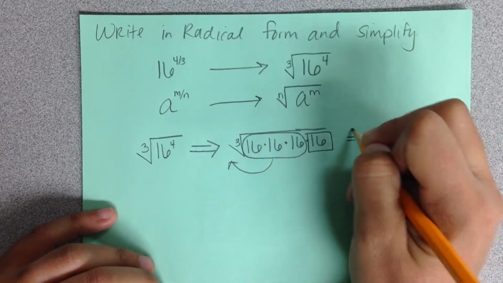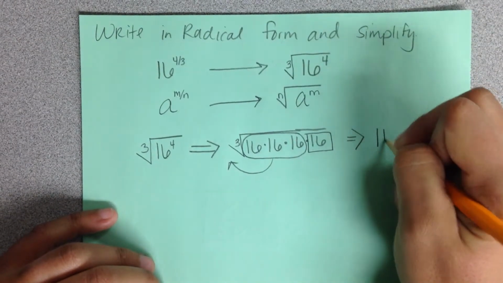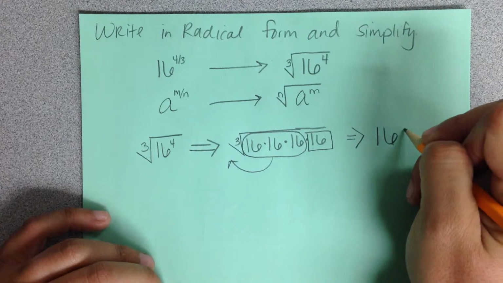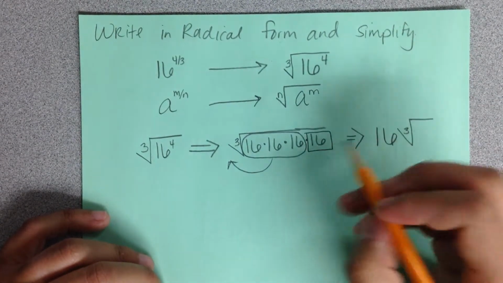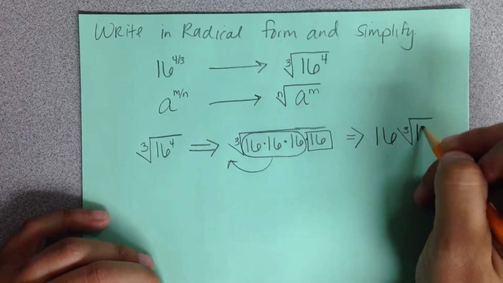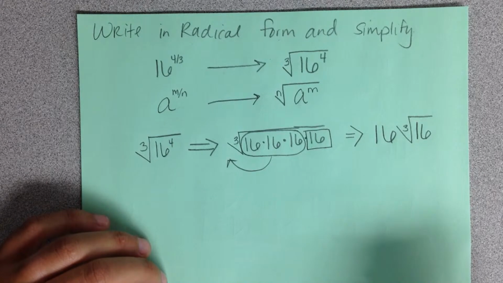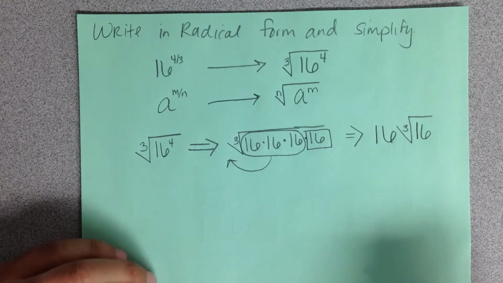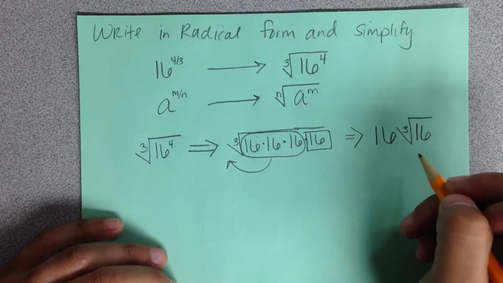So when we rewrite this, we pulled out a 16 out of the radical, so now it's on the outside of the radical. Then we keep our index, it's still third root, and what's left over, we boxed, that stays inside. So we have 16 times the third root of 16. So we've simplified it a little bit, but we're not yet done. We can still simplify the third root of 16.